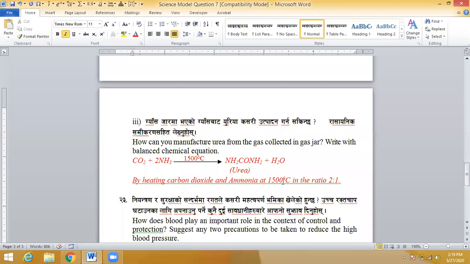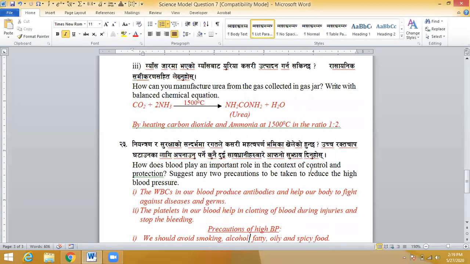At 150 degrees Celsius, the ratio 1:2. Now here it was reversed again. Many mistakes today. 1:2. So we have to use here 1:2. Okay, so this is the answer. Let's go for question number 23 now.